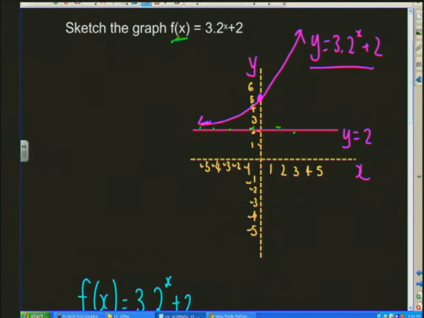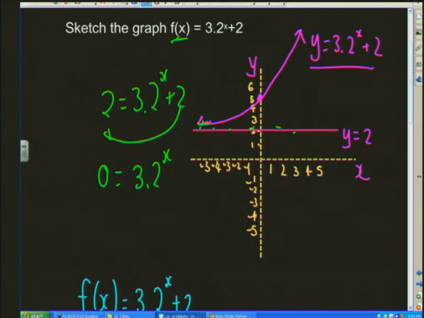If you put 2 in here, you're going to get 2 is equal to 3 times 2 to the x plus 2. Say you were trying to show that this existed somewhere along the line y is equal to 2. So you're saying this graph, 3 times 2 to the x plus 2, has a y value of 2. Look what would happen. You take the 2 over to the left-hand side. 2 minus 2 is 0. You get 0 is equal to 3 times 2 to the x.